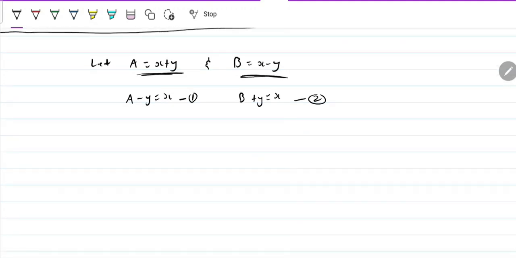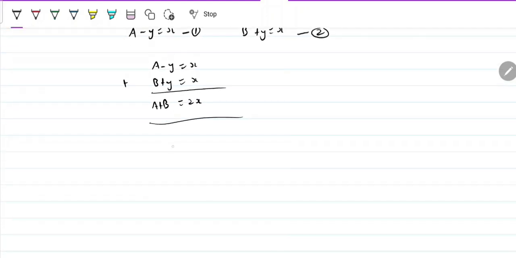So I'm going to add these two equations together. I'm going to take A minus y is equal to x and add that to B plus y is equal to x. So I'll be left with A plus B, minus y plus y, we know that's 0, is equal to x plus x, which is 2x. So 2x is equal to A plus B, therefore x is equal to A plus B over 2. All right, and note that.